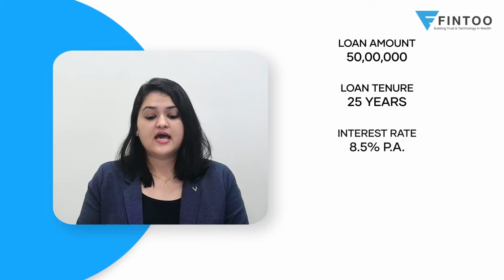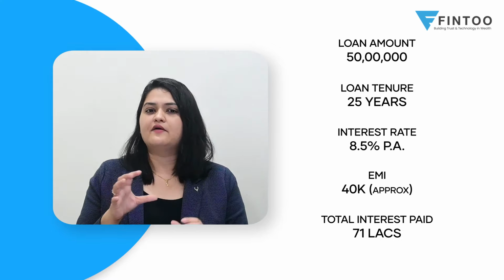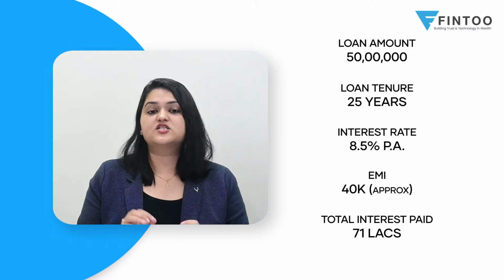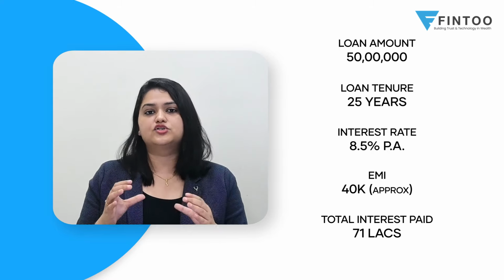Now how will you do this? Let's understand this with the help of an example. So let's take an example of a 50 lakh loan which is for 25 years at an interest rate of 8.5%. Here your monthly EMI would come to approximately 40,000 and the total interest paid in these 25 years would be 71 lakhs. That's the original scenario.